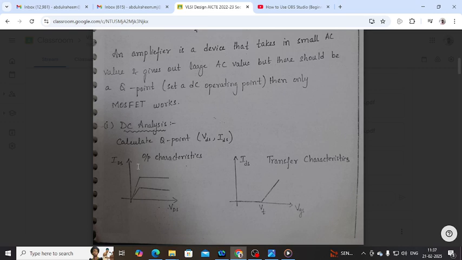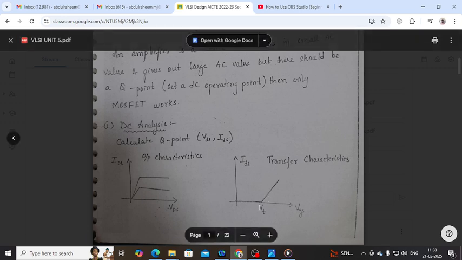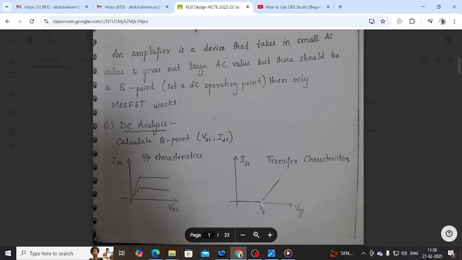This is the output characteristic of a normal MOSFET. On the x-axis you have the voltage across drain to source, VDS, and on the y-axis the drain to source current, IDS. Keeping VGS constant, you get three different regions. This is the cutoff region, this is the saturation region, and this is the non-saturation region, also called the linear region. When you go to the transfer characteristics, the minimum voltage required to turn on the transistor is the threshold voltage. At this point the transistor starts operating. That is the DC analysis.